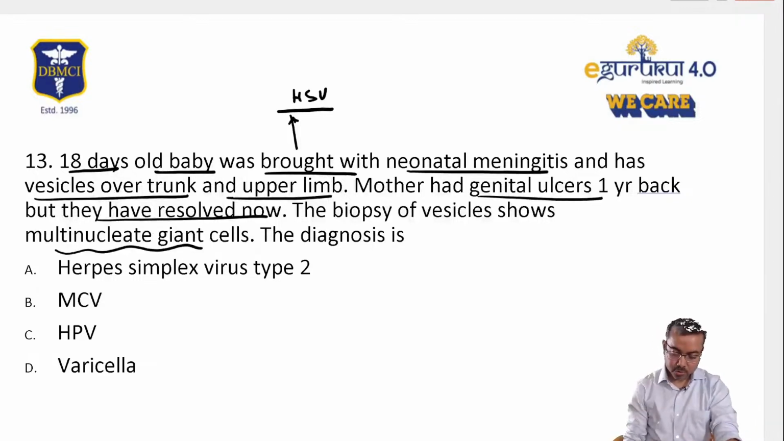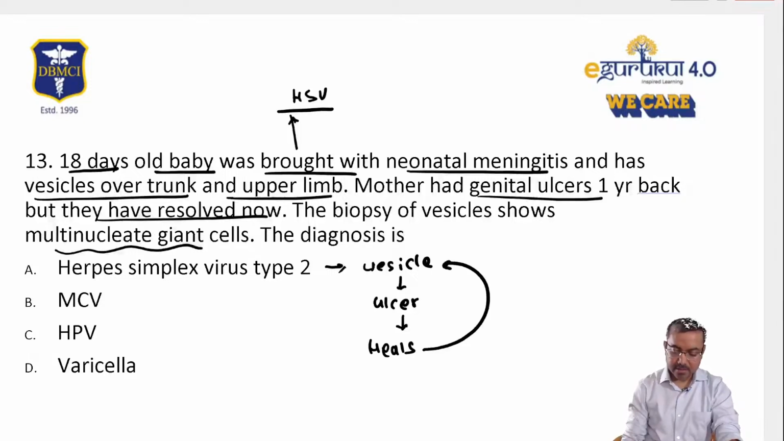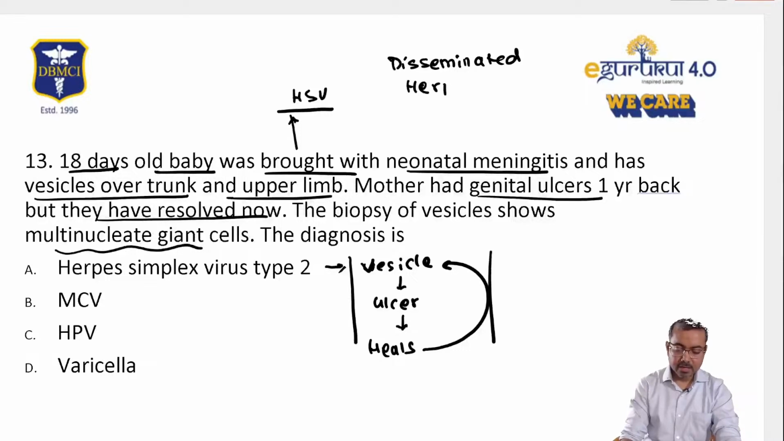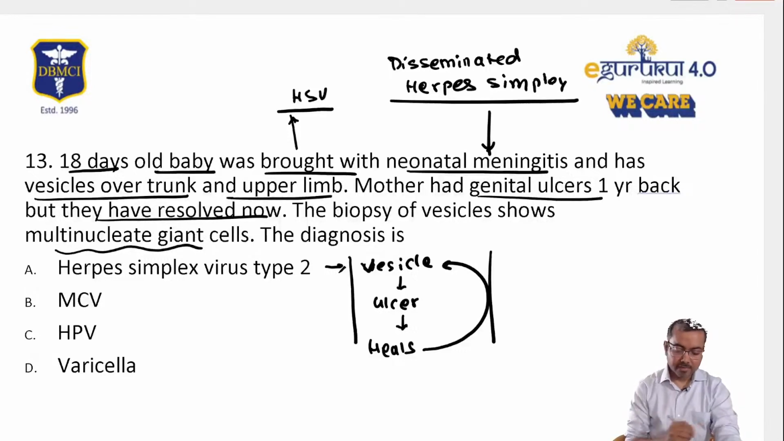Just to show you, HSV2 causes first of all a vesicle. See the sequence. This vesicle will give you an ulcer because it ruptures and then it heals, but then it recurs. So it keeps on doing like that: vesicle, ulcer, heals. Vesicle, ulcer, heals. This is usually on the genitalia. Because of that, the mother can pass it on to the baby. The baby will have a disseminated herpes simplex infection, which is now creating neonatal meningitis and vesicles on the trunk.